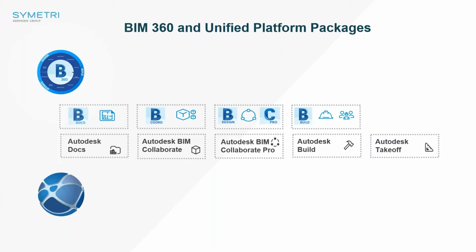So to explain a bit about the platform, BIM 360 and the Unify platform. At the moment, Autodesk is using two different platforms: BIM 360 and the new one, which is the Unify platform. They're quite similar, but they work in different ways. In terms of the modules, what they used to know as BIM Docs is now known on the Unify platform as Autodesk Docs. BIM Coordinate is now Autodesk BIM Collaborate. BIM 360 Design and Collaborate Pro is now Autodesk BIM Collaborate Pro. BIM 360 Build is now Autodesk Build. And Autodesk is also introducing Autodesk Takeoff.